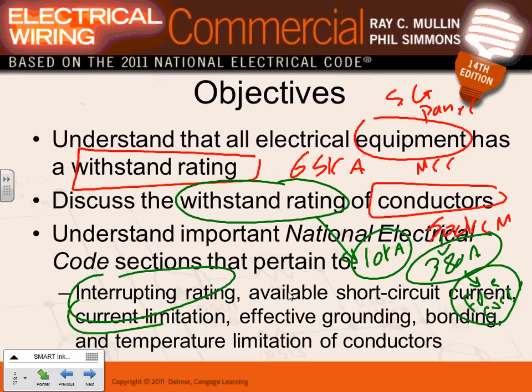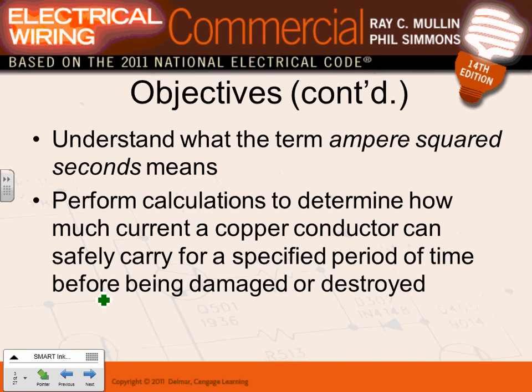So that's what the quote talks about. Available short circuit current, current limitation, effective ground bonding, temperature limitation of conductors. All these are affected, are in the NEC code book. Interrupting rating, and you're going to see the temperature rating of conductors. Do you remember when we were saying 90 degree, 75 degree, and 60 and all this stuff? Do you understand why we have a temperature rating for a conductor? Because they need to carry the load continuously and, for a short amount of time, handle the heat generated by the short circuit. So that's a few things that you're going to encounter.